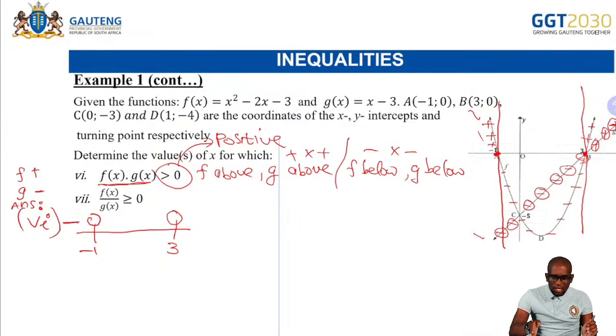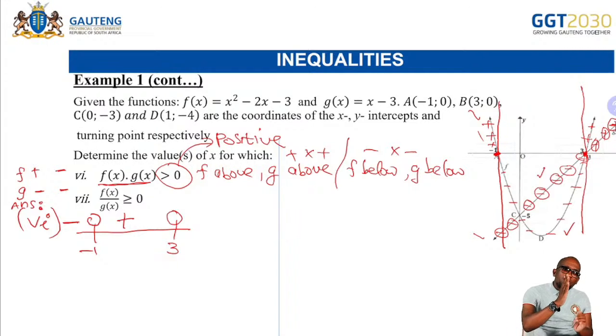And then you check now in between, the region in between the two vertical lines. If you check here, G is negative, F is negative. So what do you see? Negative and negative in between. When you multiply two negatives, you get a positive.